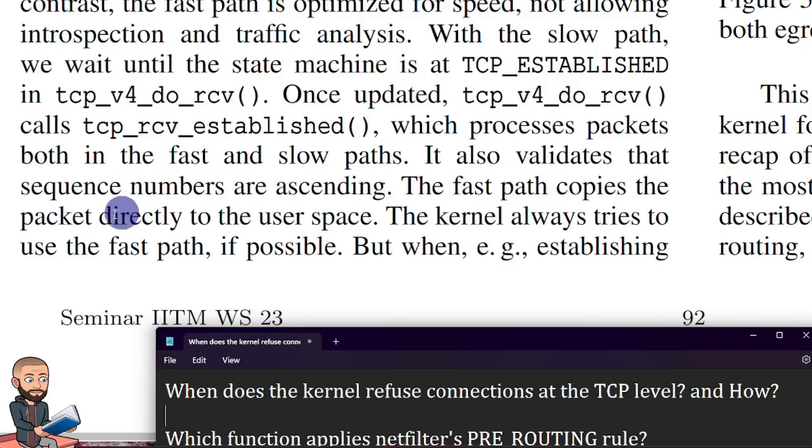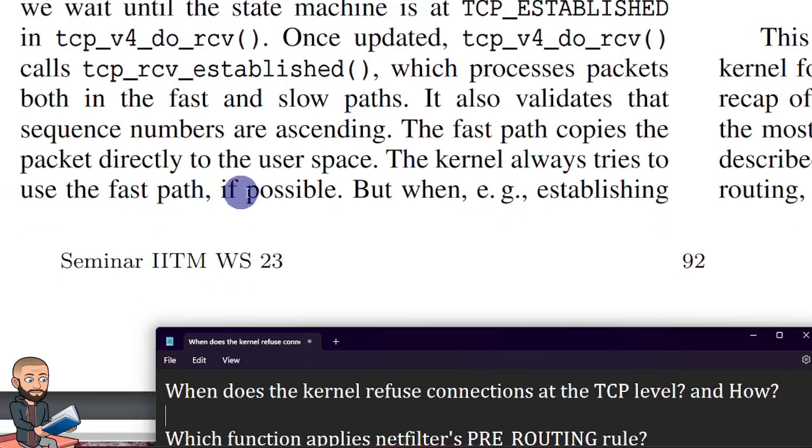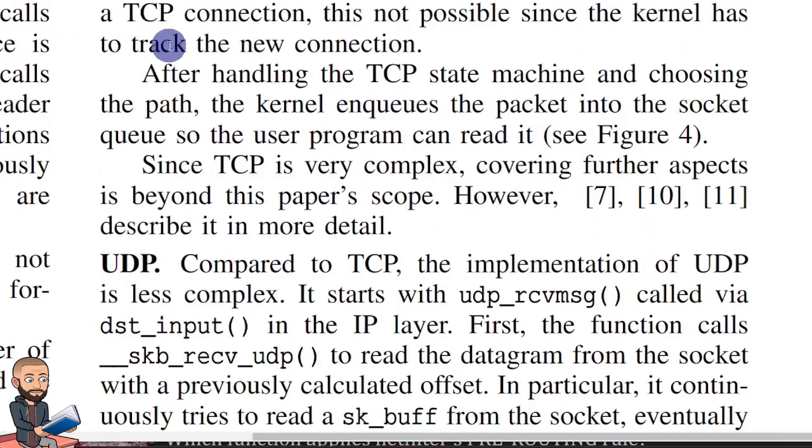It also validates that sequence numbers are ascending. The fast path copies the packet directly to the user space. The kernel always tries to use the fast path if possible, but when, for example, establishing a TCP connection, this is not possible since the kernel has to track the new connection.